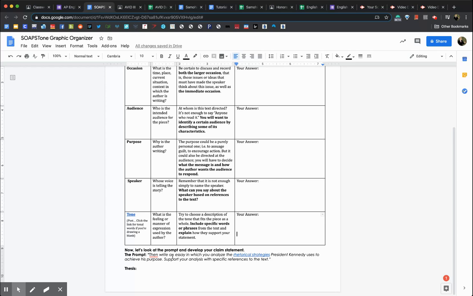And then finally, once you've got all of this done, I want you to give me one sentence. Your one sentence thesis, or as the sexier term is, claim statement. And here's the prompt from the text. Write an essay in which you analyze the rhetorical strategies President Kennedy uses to achieve his purpose. Support your analysis with specific references to the text.